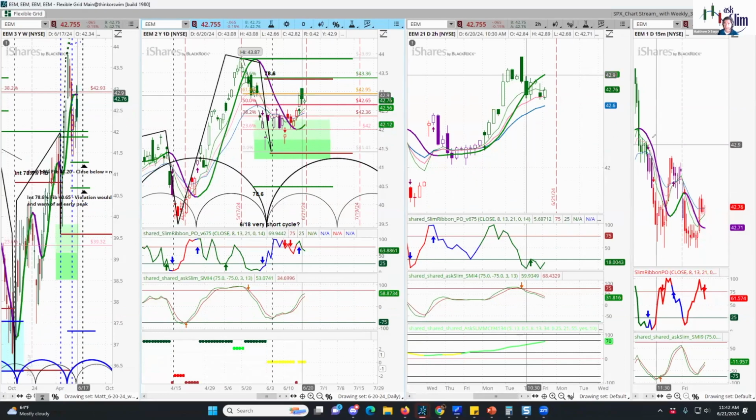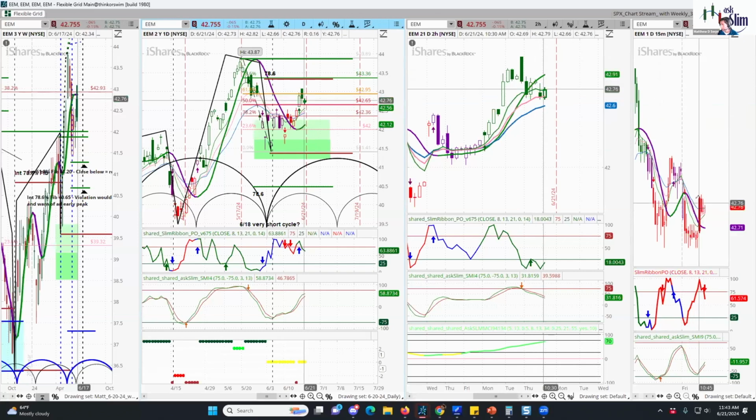So in terms of most sensitive, and would be most anticipatory, would be the 15-minute chart. I would be looking for the slim ribbon, since that is the least sensitive of the indicators in this 15-minute time frame. I would be looking for that to turn back positive. Right now it's negative, and the 15-minute reversal scout is negative.